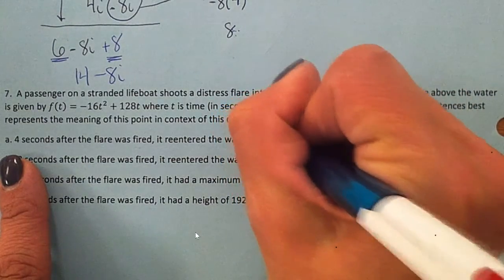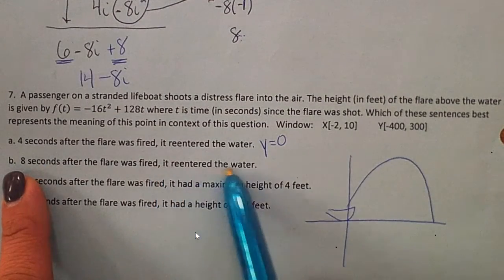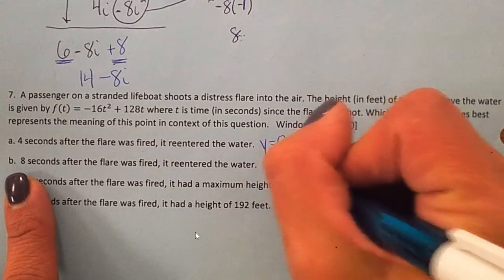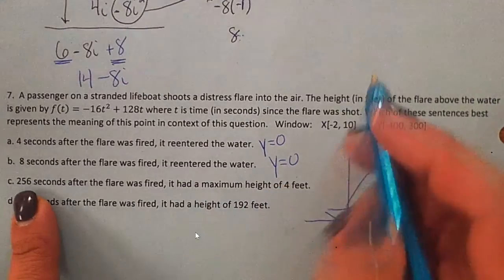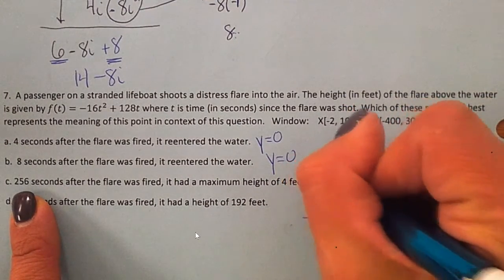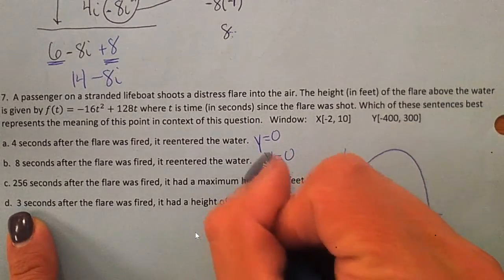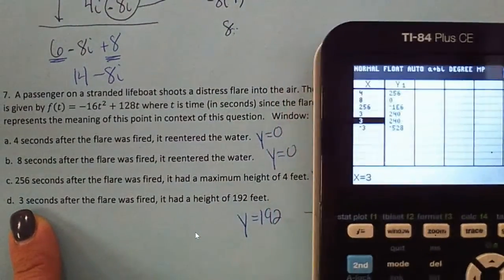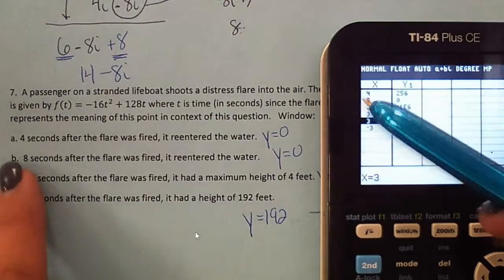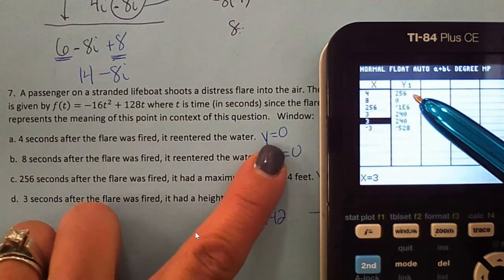So our y value is 0. Or after 8 seconds after the flare was fired, it re-entered the water, so y is 0. Or after 256 seconds, we have a height of 4. Or after 3 seconds, we have a height or a y value of 192. So what I can do simply here, and I didn't read this soon enough, does 4, no, 4 gives me 256. So, and it says it's supposed to give me 0.